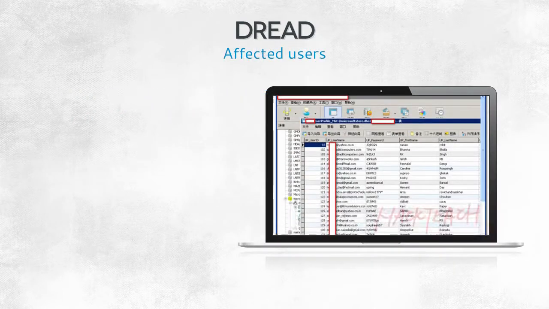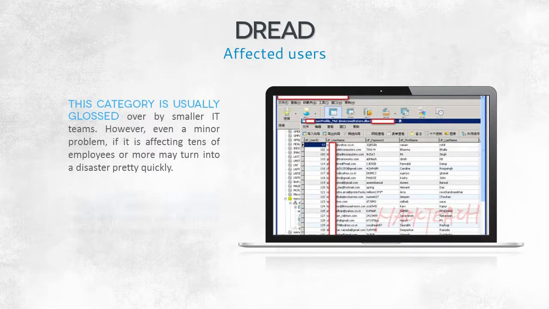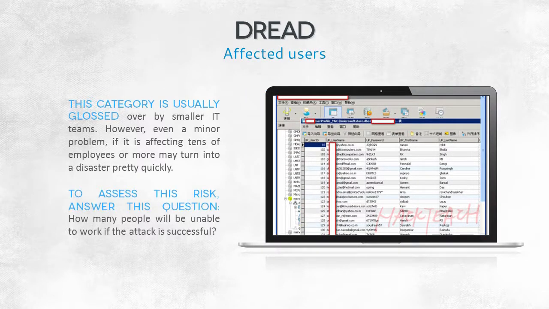The fourth factor concerns affected users. This issue is very often ignored. IT specialists usually work in small teams where everyone is well acquainted with new technologies. Working in such an environment makes it hard to imagine the consequences of a situation in which a small malfunction affects 500 or 1,000 users at the same time.